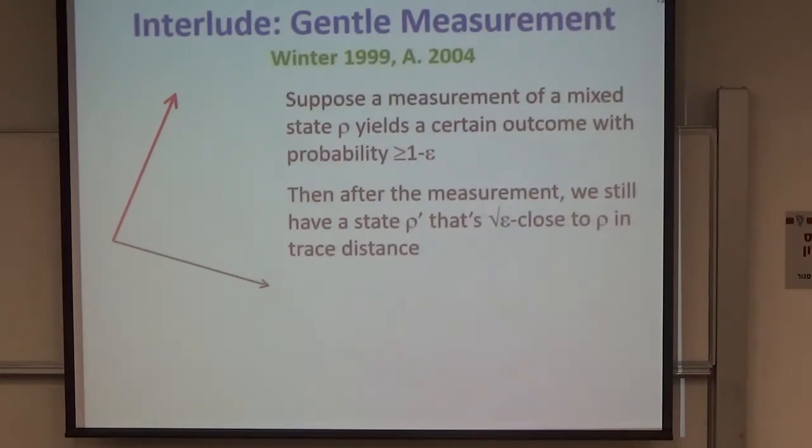say at least 1 minus epsilon. Okay? Then this measurement can be implemented in a way that damages rho by very little, in the sense that after the measurement is applied, we can recover a post-measurement state, rho prime, whose trace distance from rho is at most square root of epsilon. Okay? This was proved by Andreas Winter in 1999.